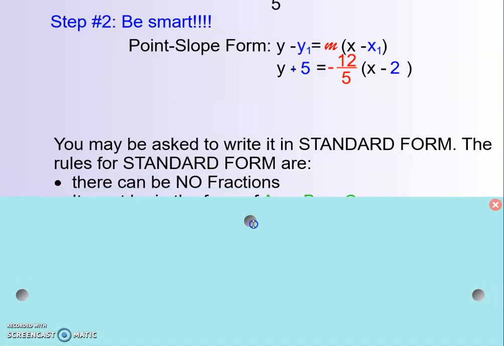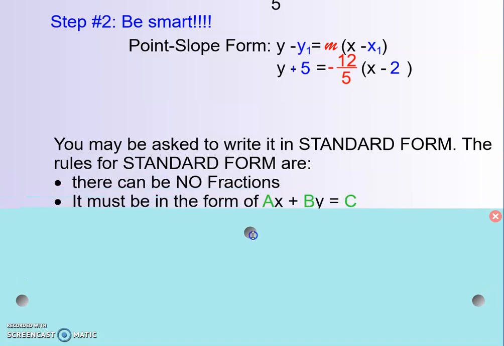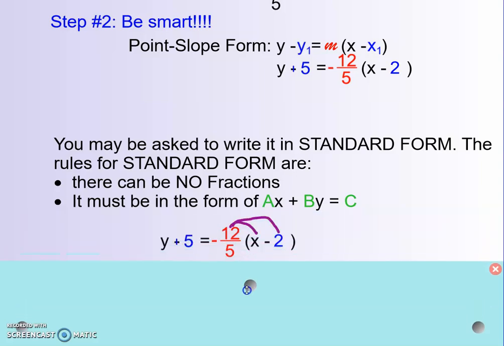First of all, there are no fractions. You cannot have fractions in standard form. And second of all, it's standardized. It has to look like something times x plus something times y equals something, and those somethings cannot be fractions. So let's take the equation up above, and let's see how you would solve this in standard form.